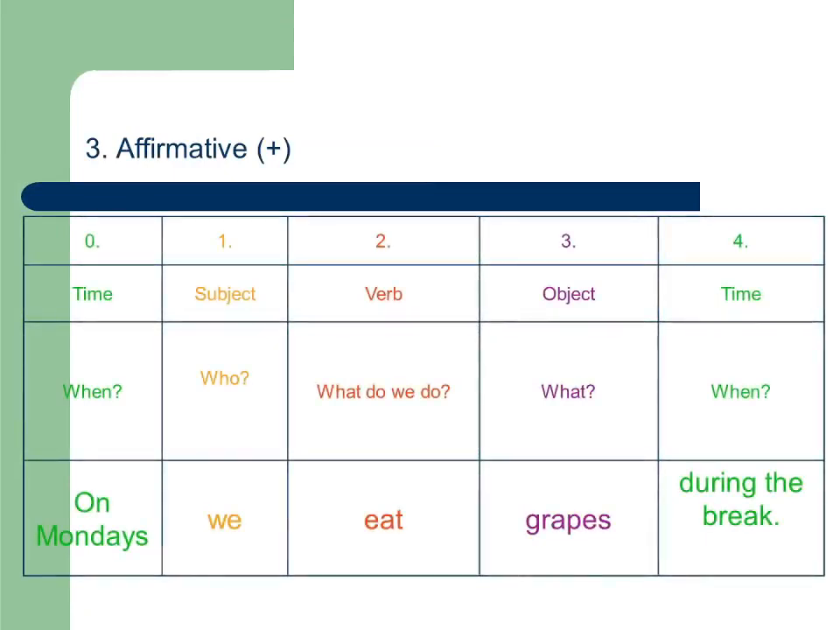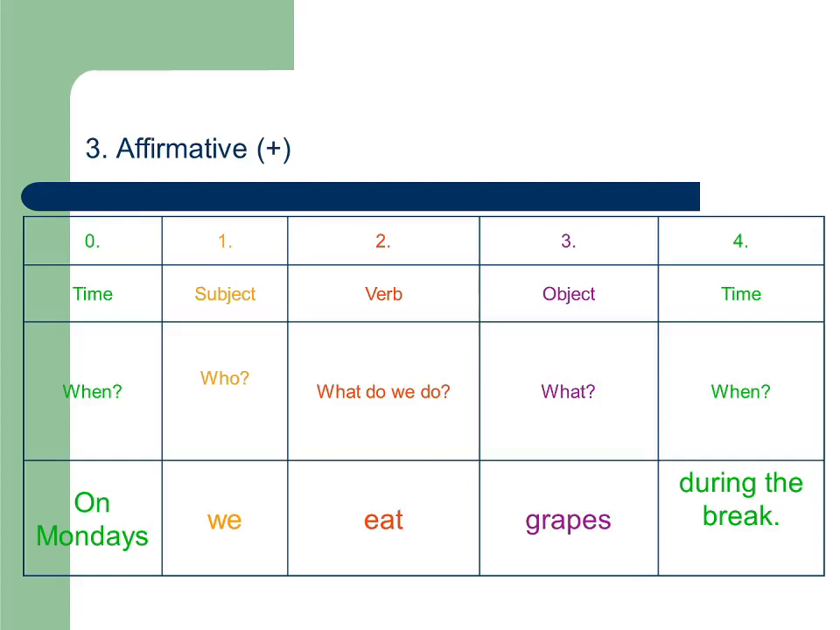This is the order of an affirmative positive sentence. You just keep it in mind. The order of this affirmative sentence: time, subject, verb, object, time. There are two times here. The time, if it is days, should come first. If it is a specific time, it should come last. So in between, these things are coming: subject, verb, and object.